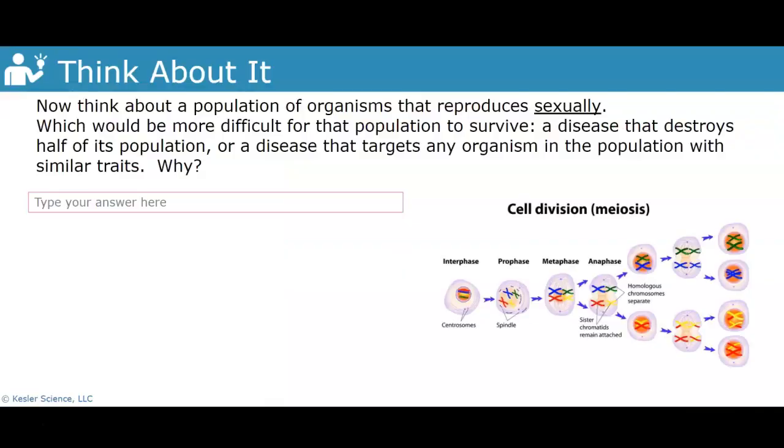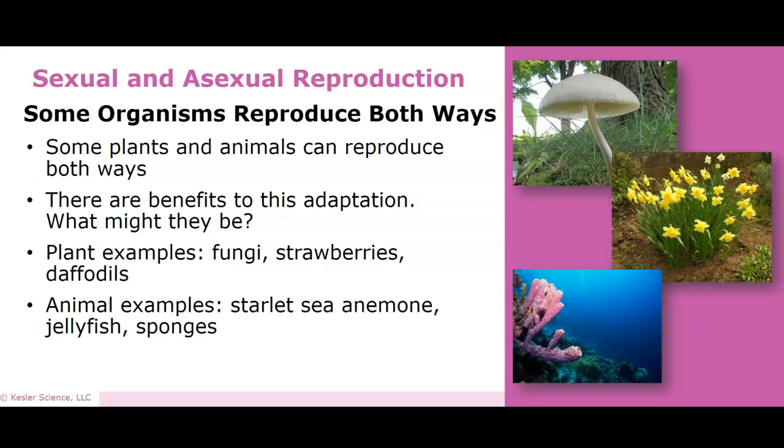Now, think about a population of organisms that reproduces sexually. Which would be more difficult for the population to survive? Read the rest of this question, tell me the answer, and answer why.